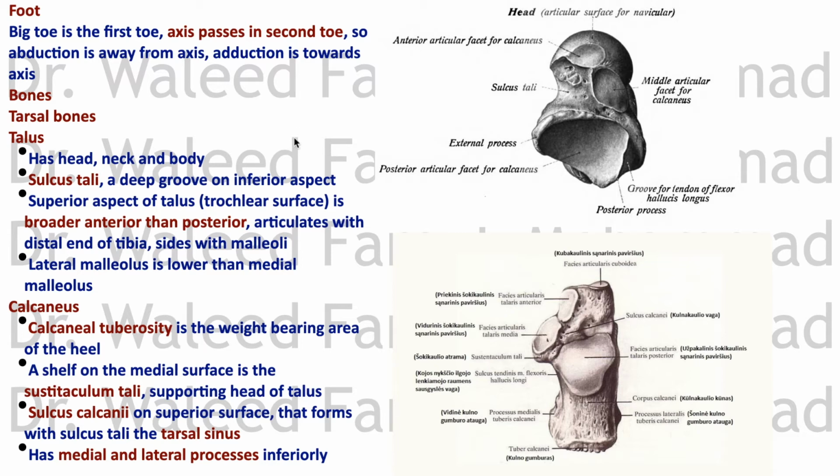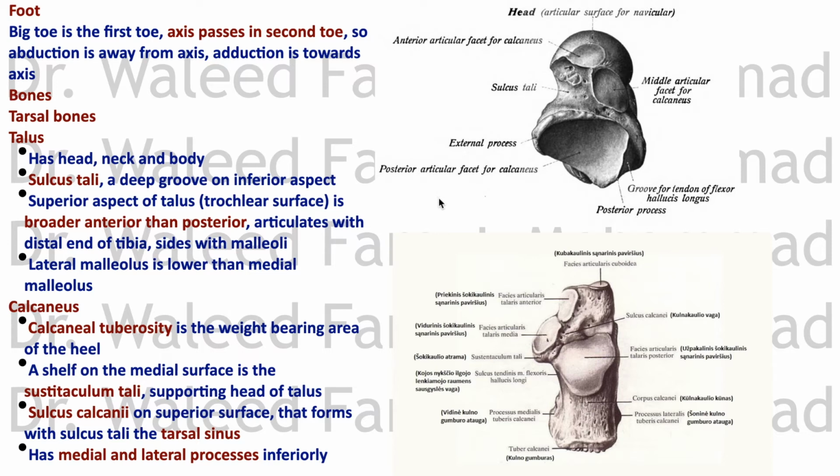The bones of the foot, the tarsal bones: the talus has a head, neck and body. This is the inferior surface of the talus. To show you the sulcus tali on the inferior surface, this is the sulcus tali, a deep groove on the inferior surface. It faces the sulcus calcanei on the superior surface of the calcaneus to form the tarsal sinus. Okay, the tarsal sinus.